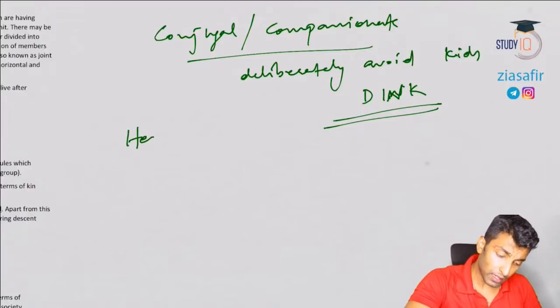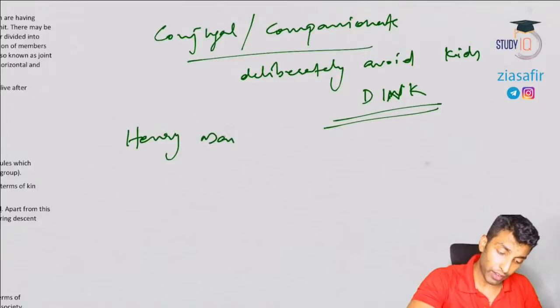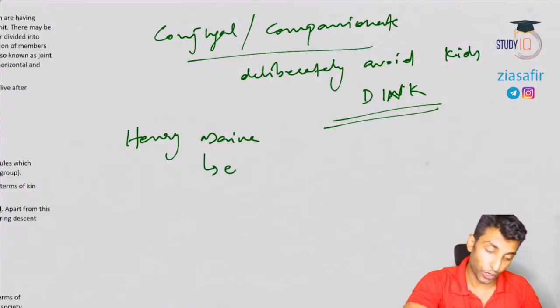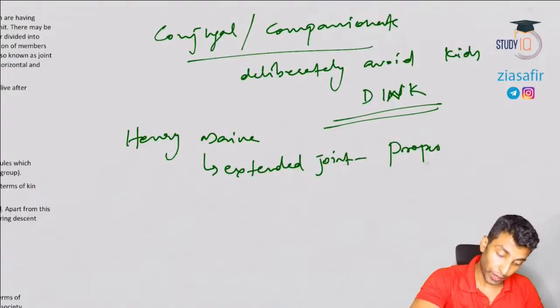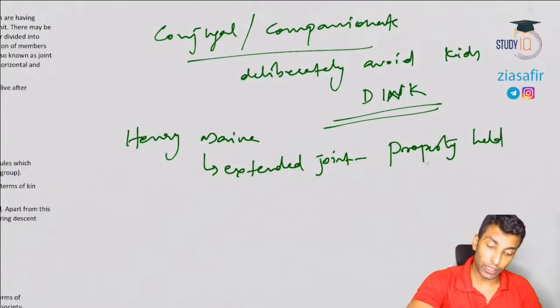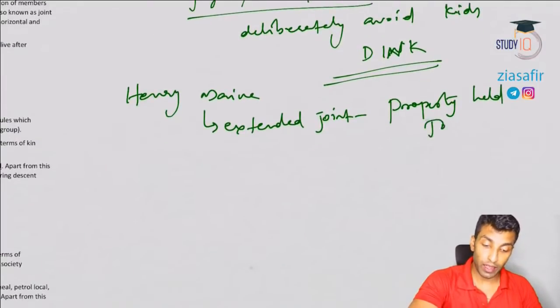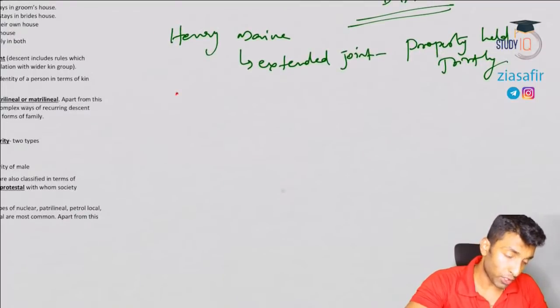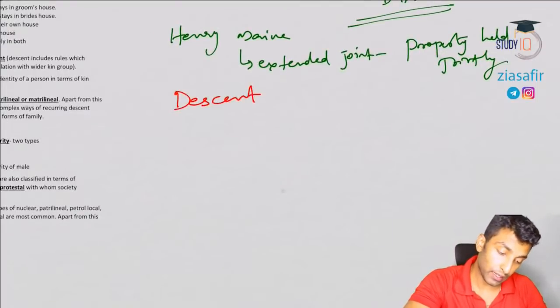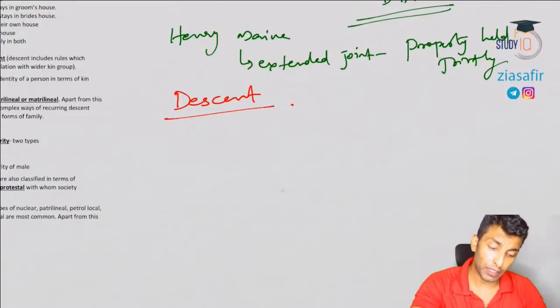Now apart from this, Henry Maine actually gave a concept of the extended joint family, where property is held jointly. Now apart from this, we can also see the types on the basis of descent. I've told you about descent. This is a very important principle.